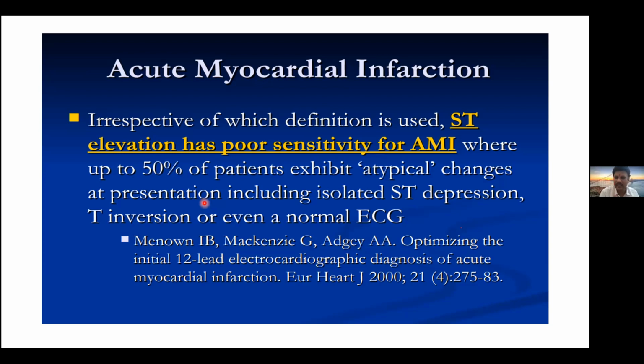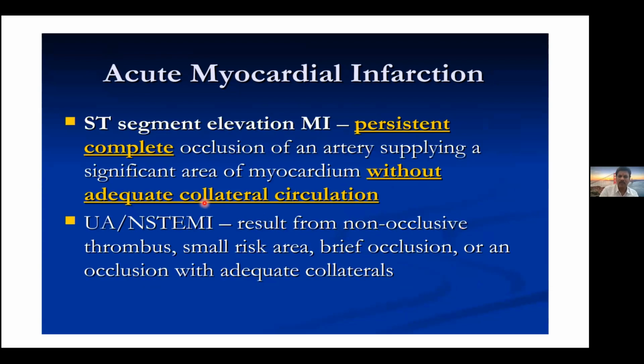Again, I insist, the first ECG may not be giving all clues about what is happening within the heart. That is the reason why we take serial ECG after 1 hour. If there is no chest pain, repeat after 6 hours, and troponin after 6 hours. This is how the serial ECG and troponin have to be measured. If the first ECG is not showing changes and you are suspecting acute MI, take it after 1 hour. Persistent complete occlusion of the artery will cause ST elevation.